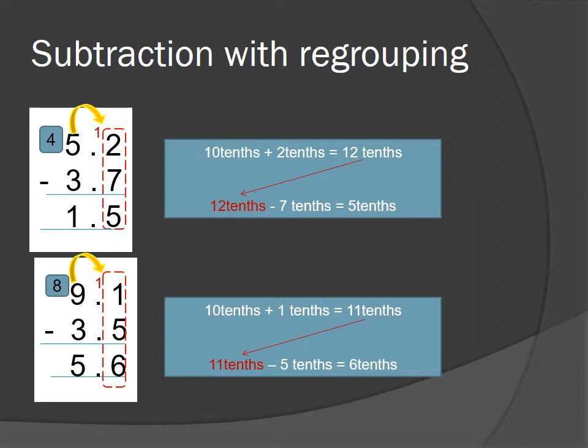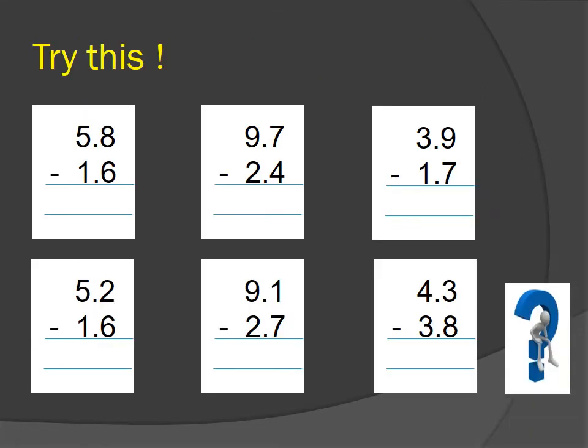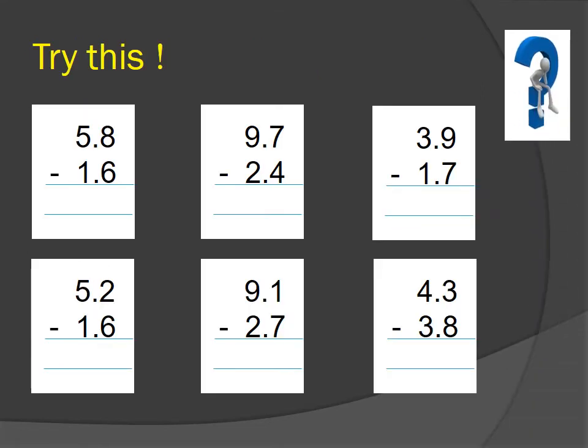Then you want to subtract the numbers in ones place. Now here we have only 8. 8 minus 3 is equal to 5. So the final answer is 5.6. Okay children, now you can try to get the answers for these subtraction questions.